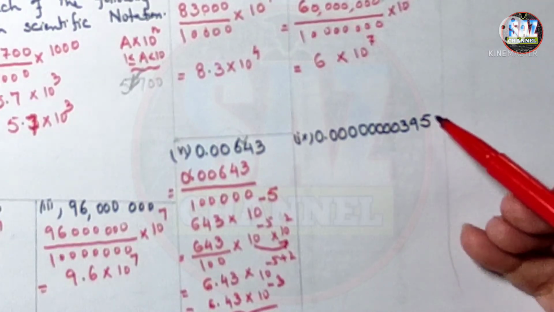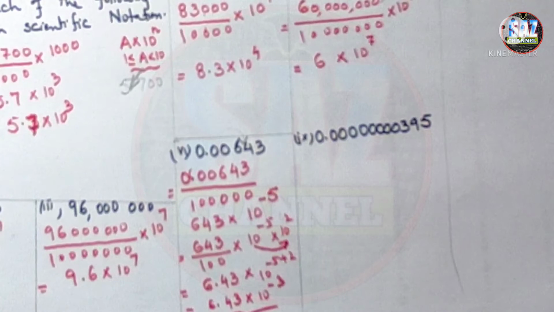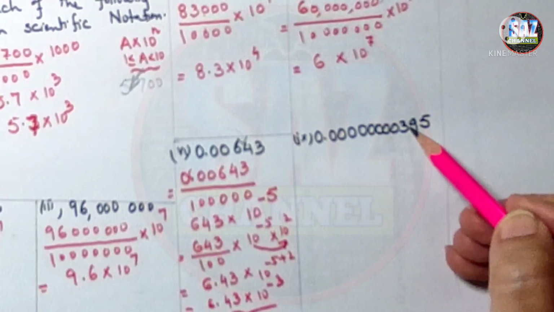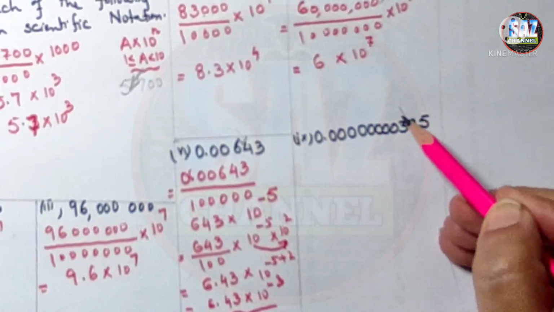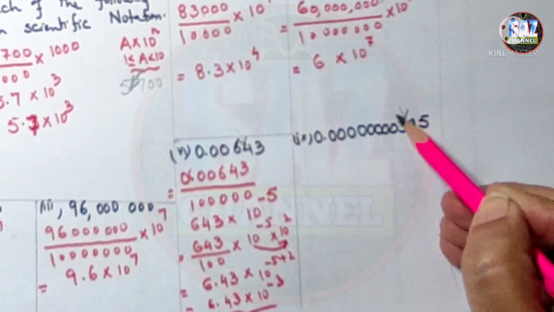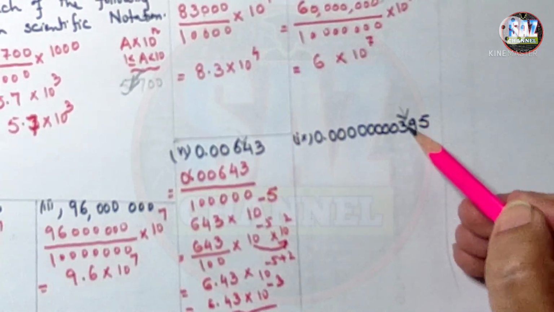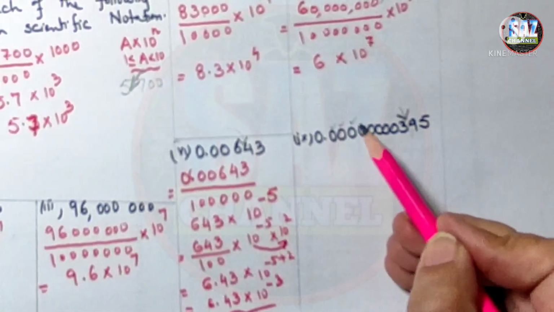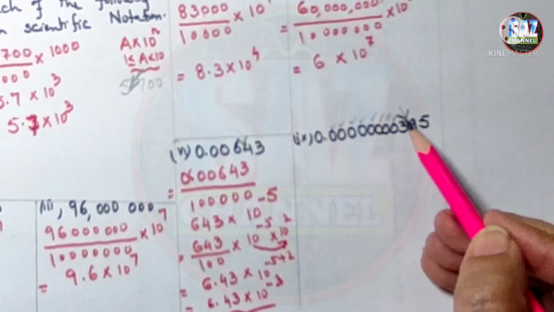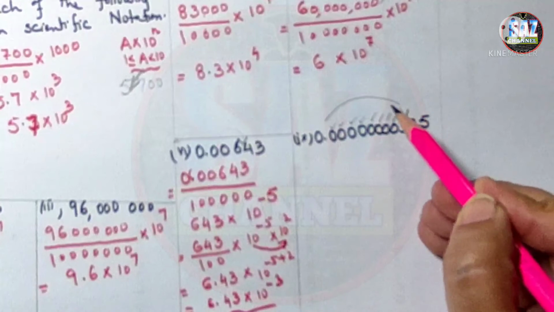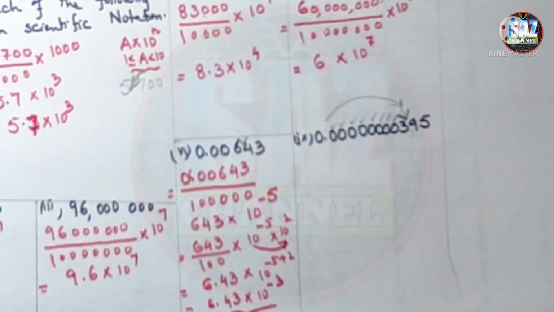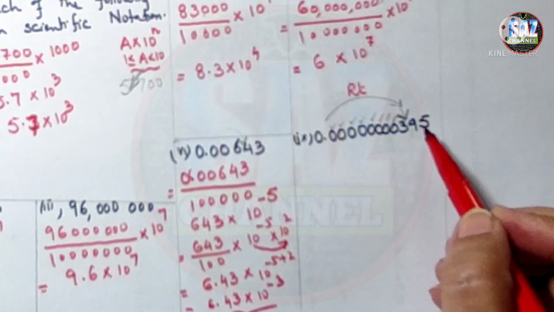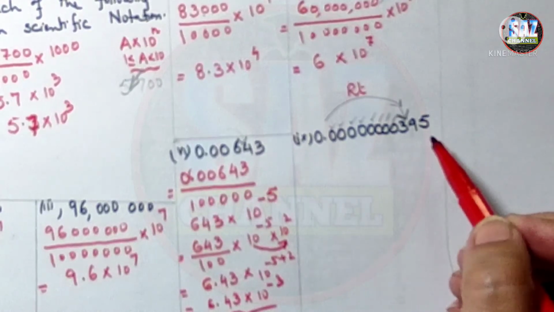0.80395. Okay, now let's first quickly apply the trick. In order to bring the number in scientific notation, I have to bring the decimal between 3 and 9. This is the place where my decimal has to be. Now I have to see how many moves. 1, 2, 3, 4, 5, 6, 7, 8 and 9 moves. 9 moves towards which side? Towards left. 9 moves towards right, sorry. So it has to be 3.95 multiplied by 10 raised to power minus 9.